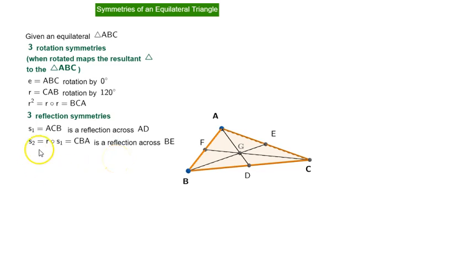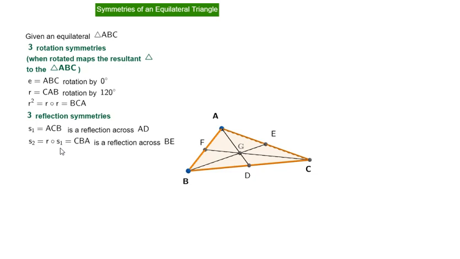So the second reflection symmetry is reflection across BE. Now in this case, what will happen? C will go to the position of A, A will come to the position of C. Similarly, D will go to the position of F, F will come to the position of D. But we don't actually do that. What we do is, whatever existing symmetries we have, we combine them as a composition.